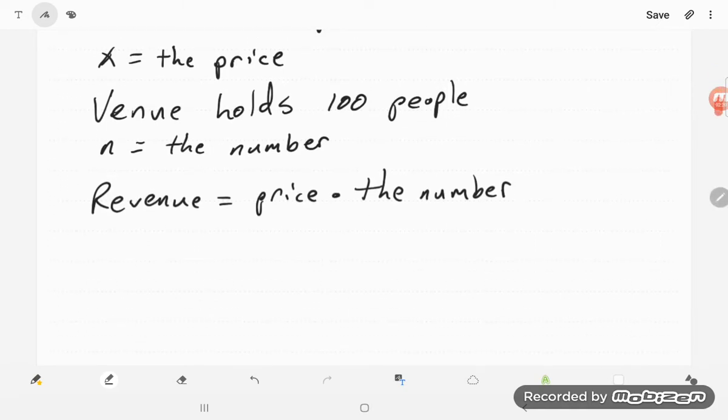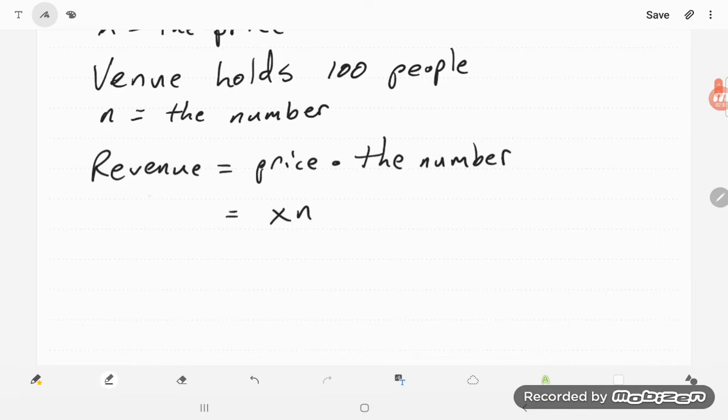And so it's that simple, right? We know how to do that. And so in terms of my variables, I would write X times N. Okay, but say we have from past experiences of various kinds, both of holding various kinds of events in this venue, and knowing about different events in general and what people tend to charge and all that.